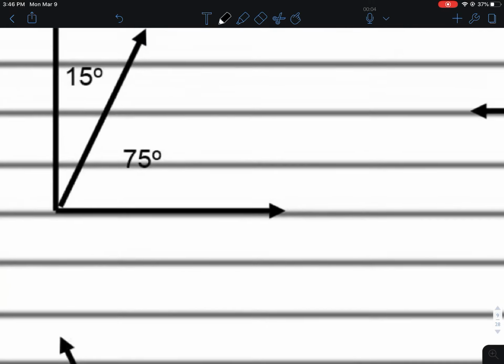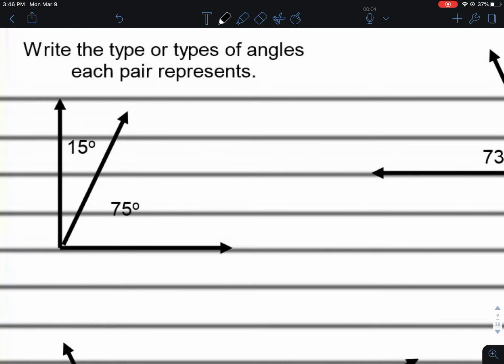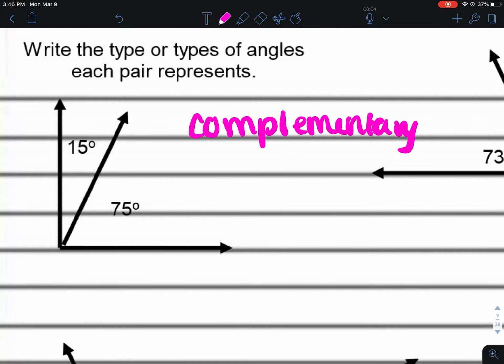So I'm going to go through each one of these. If you're writing these notes down, make sure that you pause it because I'm not going to give you time to copy them down. We're writing what types of relationships these are. So looking at the first one, 15 and 75, that adds to 90, so that would be complementary. And also, they share a side together. They share this side and this vertex. So they're also adjacent.